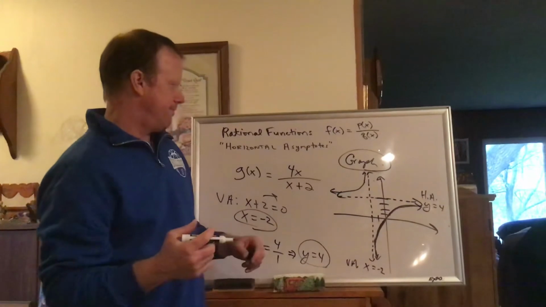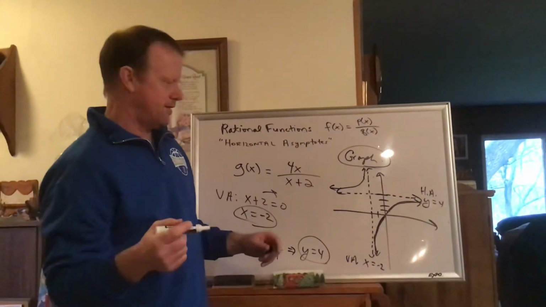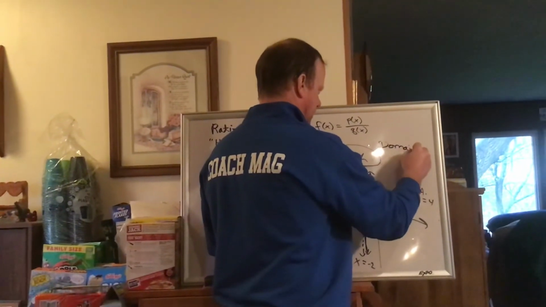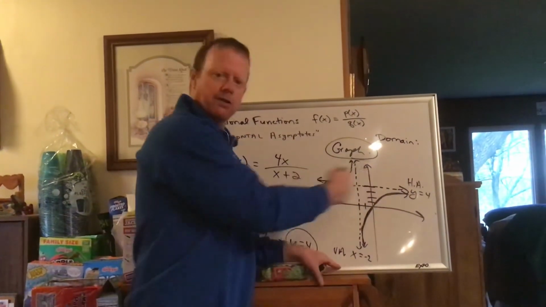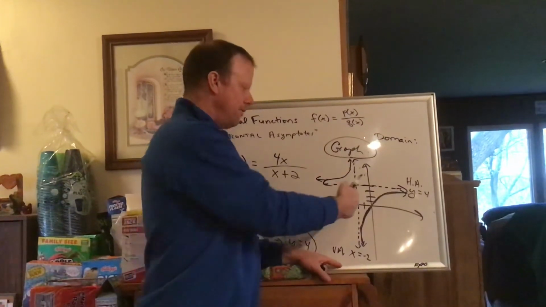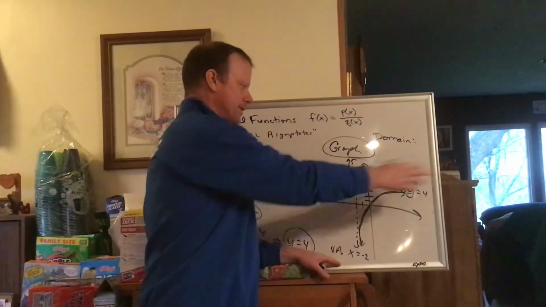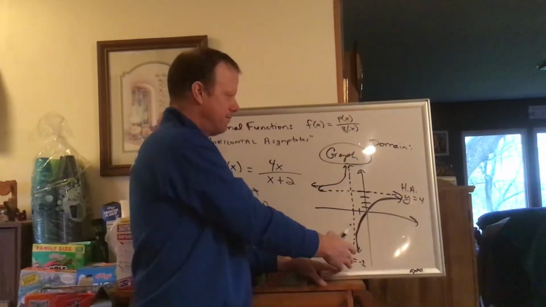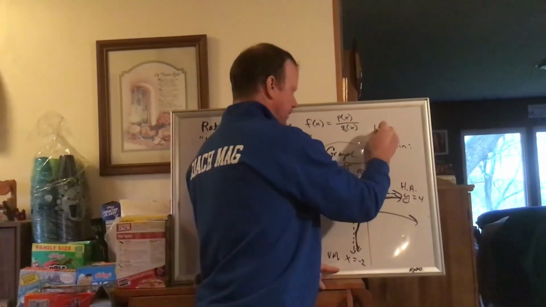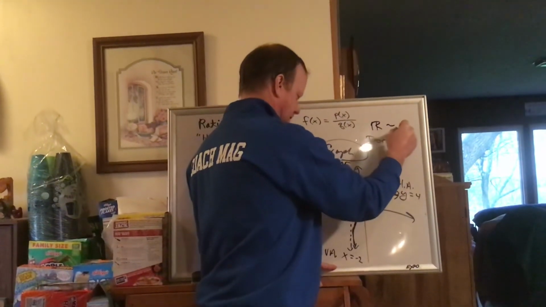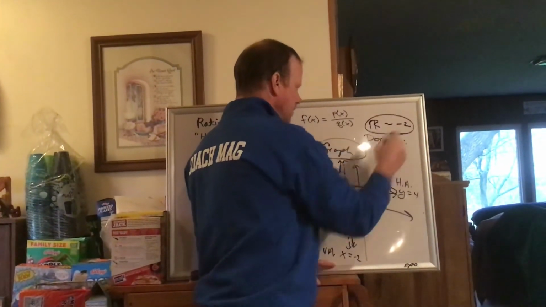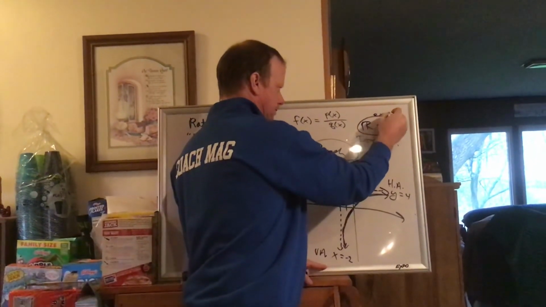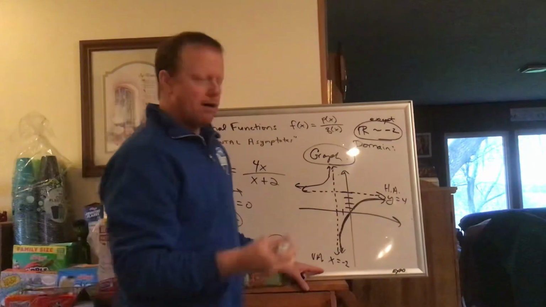And then the last question that you would have to know on this is, what's the domain of it? Well, the domain is what's going on with a graph horizontally. This guy's going left forever. This guy is going right forever. However, it is undefined at x equals -2. So for the domain, you could write all real numbers except -2. That little squiggly means except -2.